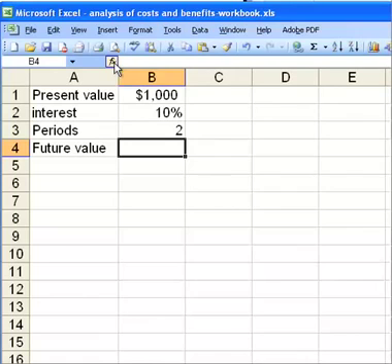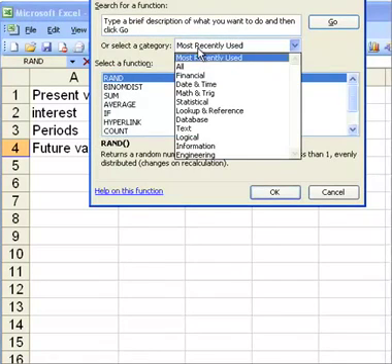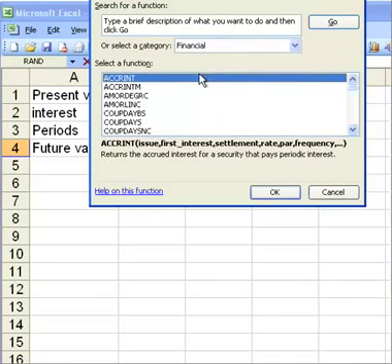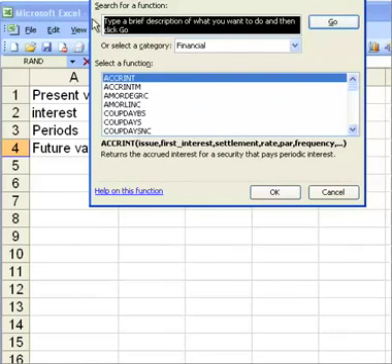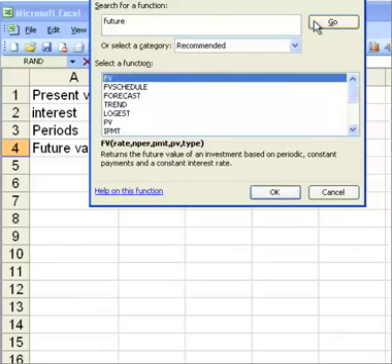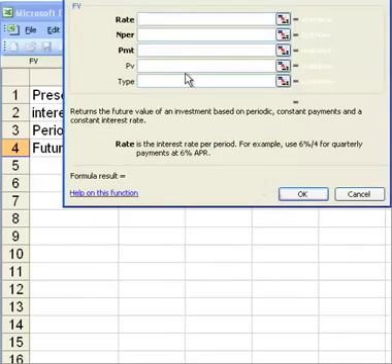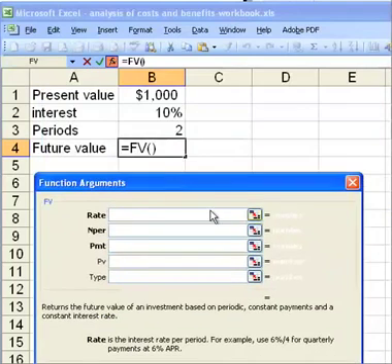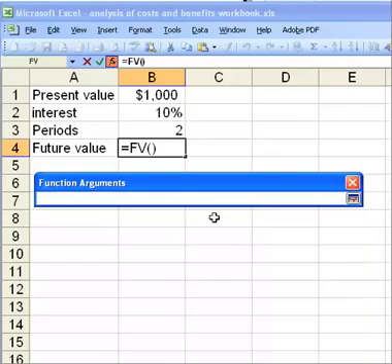So I'm going to go up to the equation bar and I'm going to click Insert Function, and I'm going to click on Financial Functions, and I'm going to look for future. That's good enough of a search term, and FV is what I'm after, the future value of an investment based on periodic constant payments and a constant interest rate. So I'll click OK.